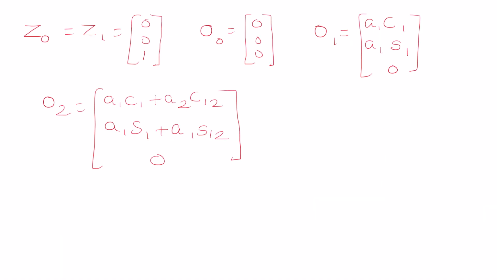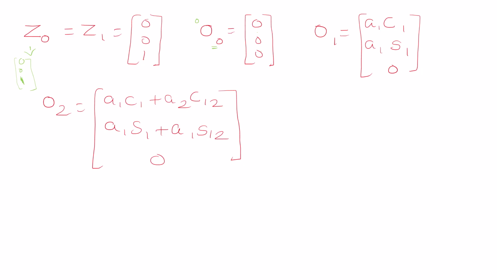Remember, Z0 is always assumed to be 0, 0, 1. That is because of the alignment of the 0th frame with respect to itself. It is 0 degrees, so cos 0 will be 1. So this will always be 0, 0, 1, and we have already derived Z1 to be 0, 0, 1. Also, this is the positional vector of the 0th frame relative to itself, so it should be 0, 0, 0, because they both share the same origin.